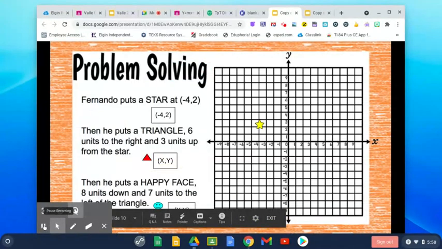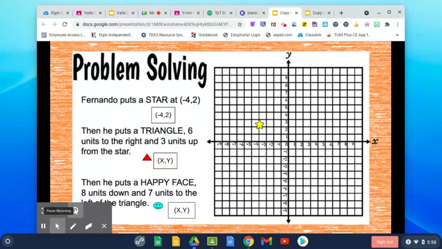Now let's try some problem solving with the coordinate grid. Fernando put a star at the ordered pair (-4, 2). We are going to put a triangle 6 units to the right and 3 units up from that star. You're going to give me that ordered pair. Then he puts a happy face 8 units down and 7 units to the left of that triangle, and give me the new ordered pair.